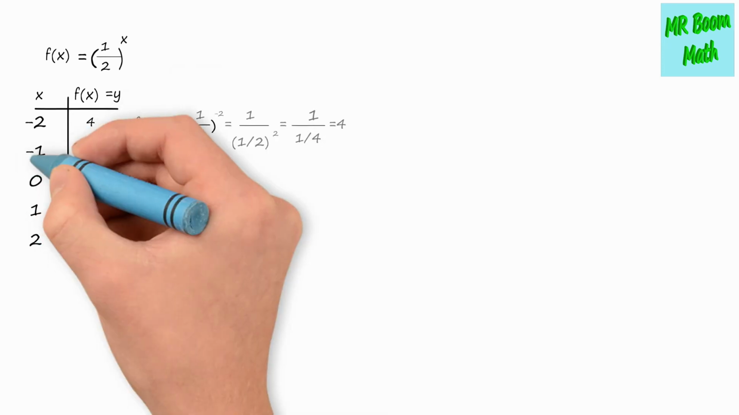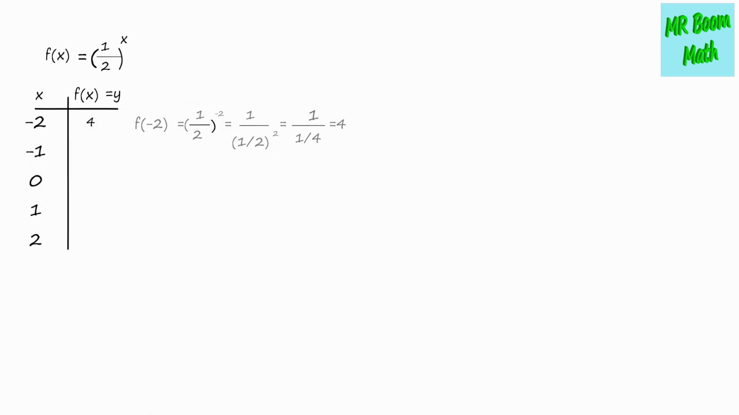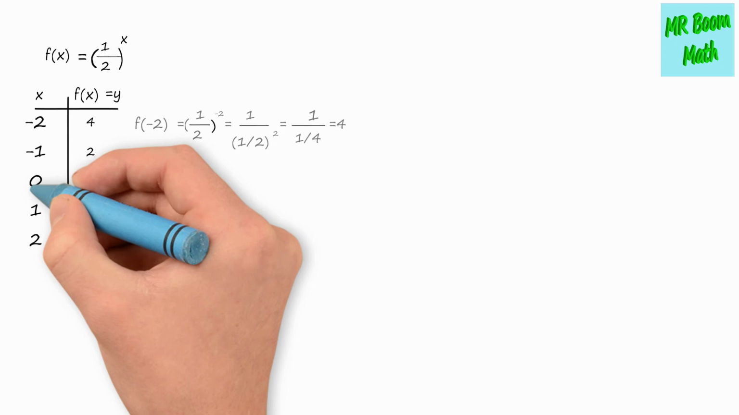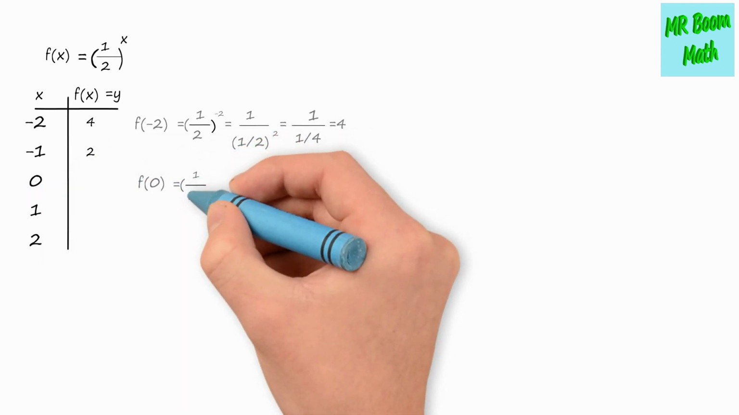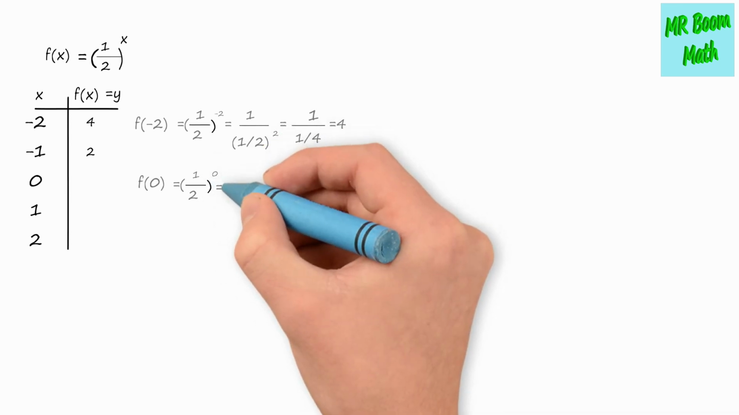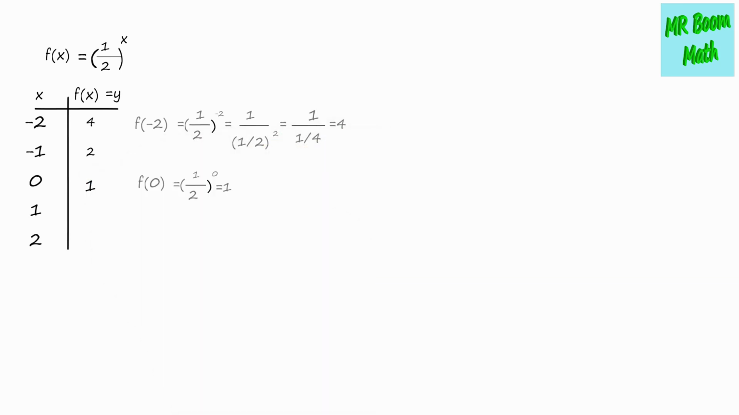Next, I plug in -1. f of -1 is equal to 1/2 to the negative first power, or 2 to the first power. Anything to the first power is just itself, so this is 2. Next, I am going to plug in 0. f of 0 is equal to 1/2 to the 0 power. Anything to the 0 power is just 1. So here we have f of 0 is equal to 1.